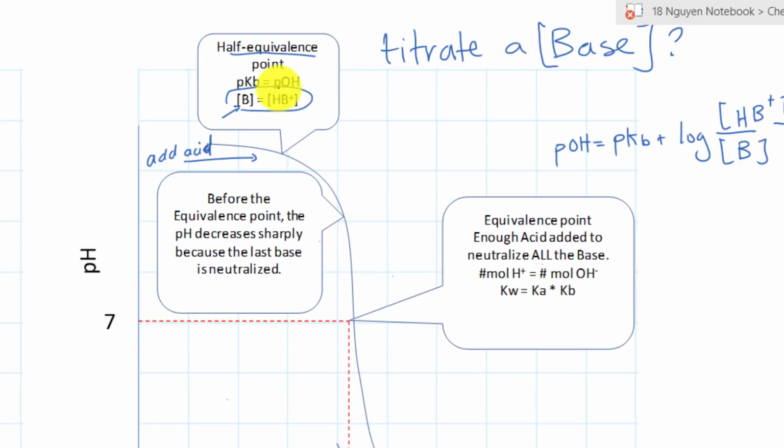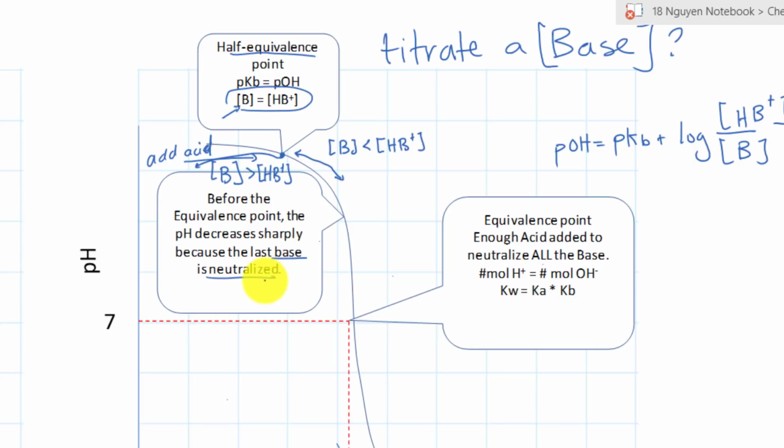And in relative terms of concentration, before we pass that half equivalent point, the concentration of the base is a lot greater than the concentration of its conjugate form, from this point backward, okay? But if we pass that half equivalent point, now the concentration of the base is less than its conjugate form, which is HB plus. Okay, and you see that sharp decrease, because the last base is being neutralized.